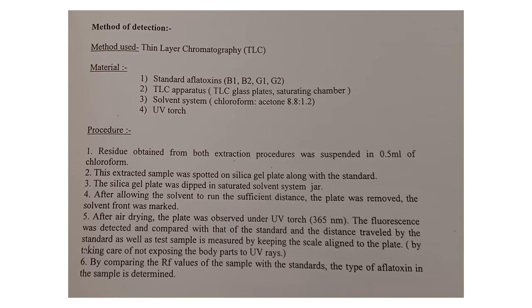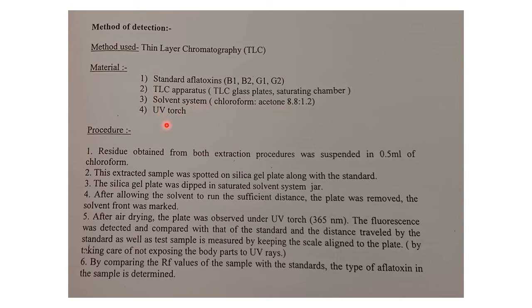Now let's move towards detection. A simple method that is used for detection is thin layer chromatography. For this you need standard aflatoxin solutions for B1, B2, G1, G2. Then a TLC apparatus, where a TLC glass plate and saturating chamber are required. The solvent system is chloroform to acetone, that is 8.8 to 1.2. Okay, you need to remember this ratio. Then a UV torch.